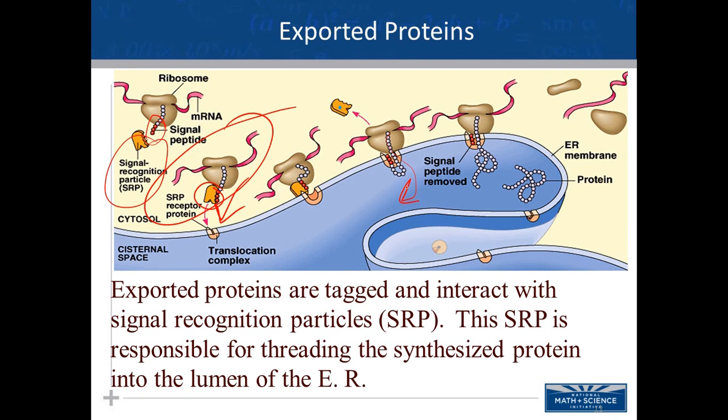Now once the protein is made and threaded inside, that signal part of the protein is removed, and now the messenger RNA and the ribosomes are going to disengage, and now the protein is going to be on the inside of the endoplasmic reticulum. As you know, what's going to happen next is that this is going to be packaged up into a little vesicle, and now it's going to go to the Golgi apparatus to be processed and finally be packaged and tagged for export outside of the cell.